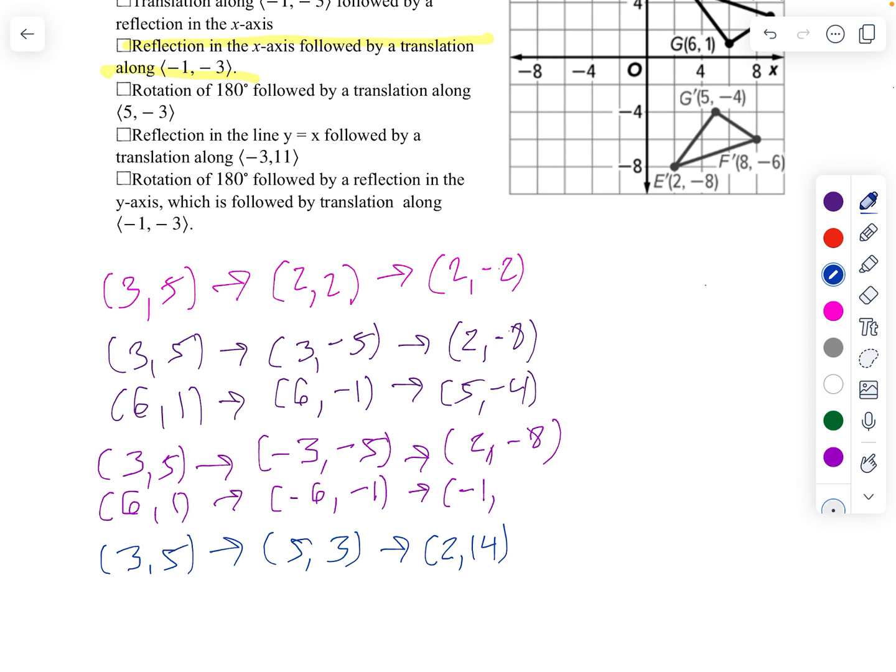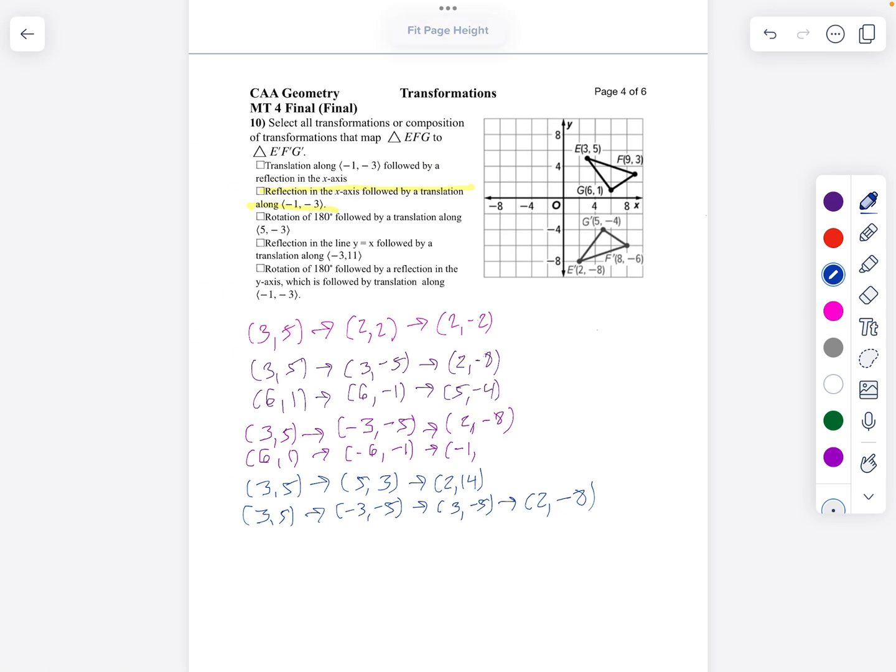Okay, let's try our last one. I'm going to take 3, 5, and I'm going to rotate it 180 degrees. So that's -3, -5. And then I'm going to reflect it along the y-axis. So that's like x equals 0. So it'll be 3, -5. And then I'll translate it. 3 minus 1 is 2. And -5 minus 3 is -8. That doesn't match up either. Only one of them worked on this one.